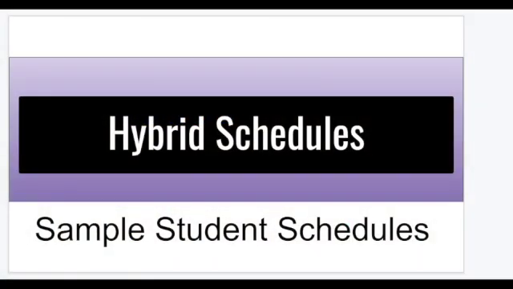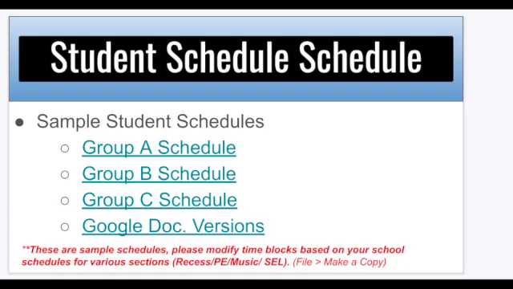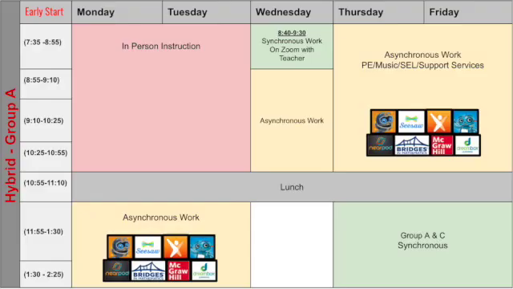Take a look at hybrid schedules and look at some student sample schedules that we can push out. So essentially, you do want to push out a different schedule for each group, Group A, Group B, Group C, which is what I call our distant learners. I've made Google Doc versions of these available to you as well. They can be located in the additional resources section. We want to make sure that the schedules we're pushing out, the student schedules, are visually appealing and simple to understand for both students and parents.